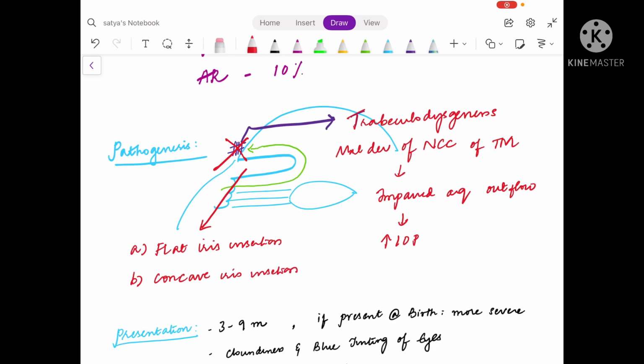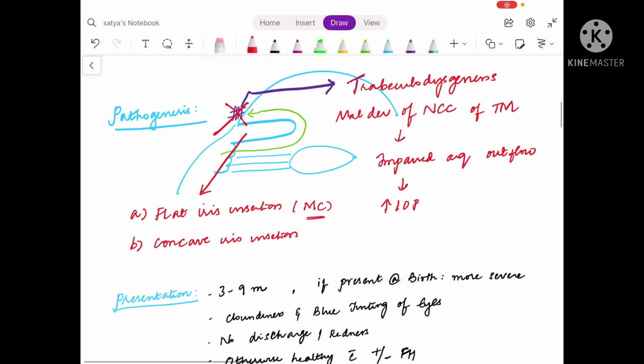So flat iris insertion is more common than concave iris insertion. That indicates that the iris inserts flatly into the trabecular meshwork, at the scleral spur or posterior to the scleral spur. So this anatomical predisposition will lead to further effects.